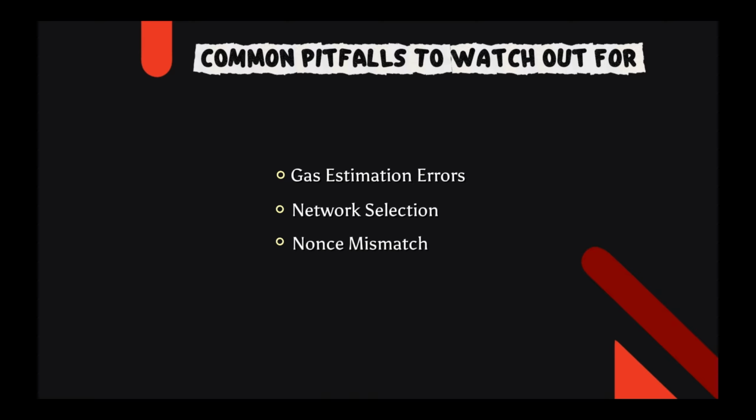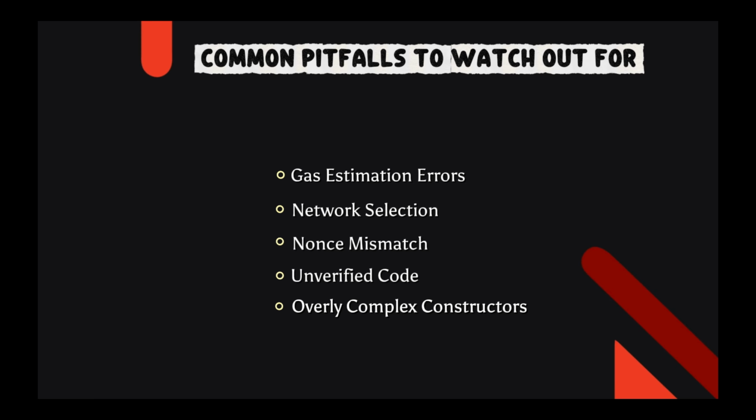Nonce mismatch. If using multiple wallets or scripts, keep track of nonces. A wrong nonce can make your TX be ignored or stuck. Unverified code. If you deploy without verifying source, future developers or auditors will struggle to read your code on Etherscan. Take a minute to verify on Etherscan to add transparency. Overly complex constructors. Heavy loops or external calls in the constructor can fail or cost a ton of gas. Keep constructor logic simple. You can always call functions after deployment if needed.